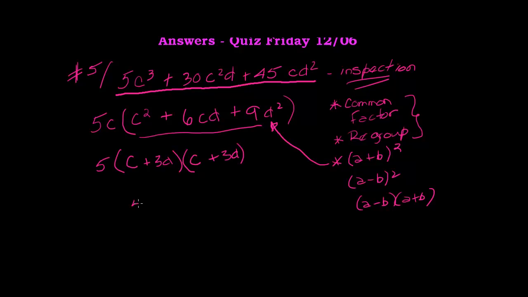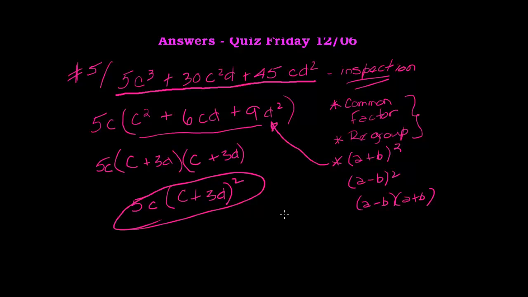And to simplify even further, this then becomes, whoops, I have 5c here. This becomes 5c times c plus 3d, all quantity squared. Okay, looking forward to the week.